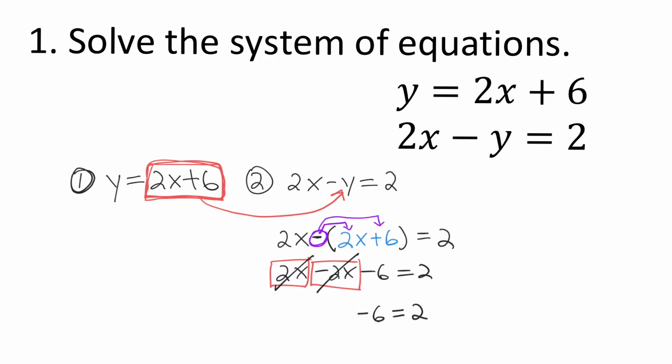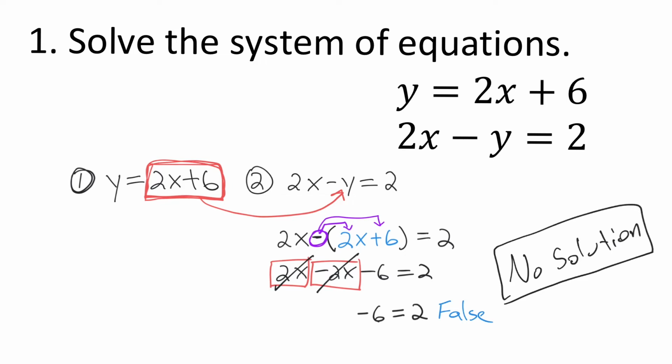That's false. Negative 6 is not equal to 2. They're not the same number. So when it's false, we say no solution. We do not have an answer. We do not have a solution. You guys will not find the x value and the y value.